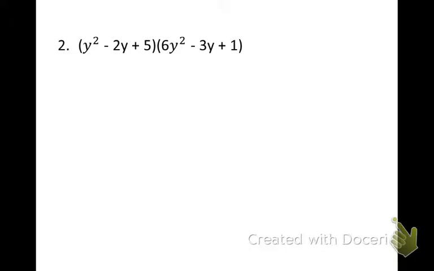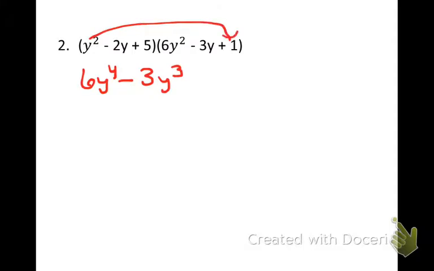Here we have a trinomial times a trinomial. It's just going to take everything in the first set times everything in the second, one at a time. So I'm going to distribute the y squared. So it's going to be 6y to the fourth minus 3y to the third, so I'm taking this one and times everything over here, and then plus y to the second. Now I'm going to distribute the negative 2y, so negative 2y times 6y to the second would be negative 12y to the third, so I'm going to line it up under my y to the third. Negative 2y times negative 3y would be plus 6y squared, and negative 2y times 1 would be minus 2y.